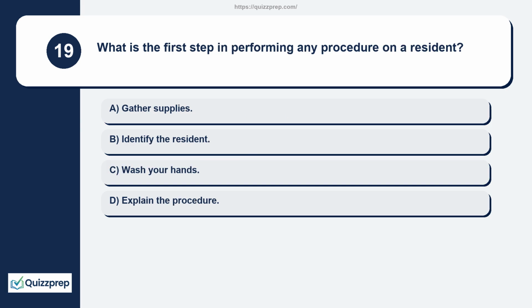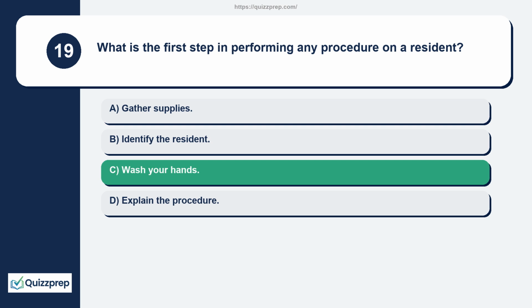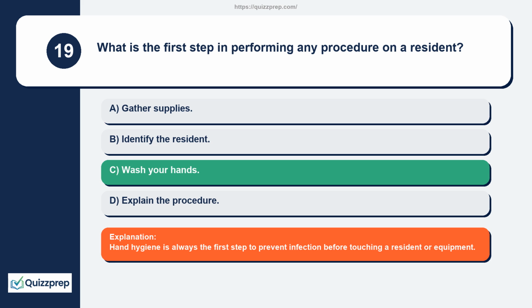Question 19. What is the first step in performing any procedure on a resident? Gather supplies. Identify the resident. Wash your hands. Explain the procedure. Hand hygiene is always the first step to prevent infection before touching a resident or equipment.